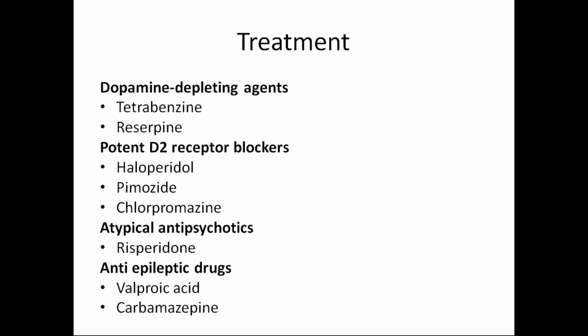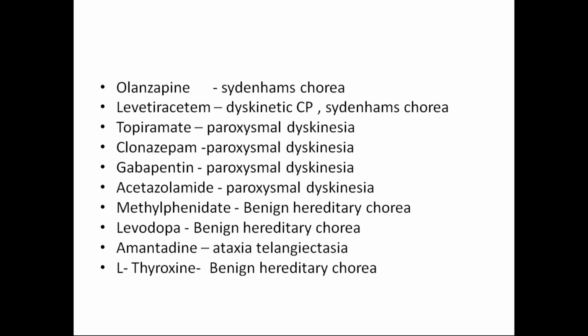These are a few drugs which can be used in specific conditions. Olanzapine can be used in Sydenham's chorea. Levetiracetam, an anti-epileptic, can be used in dyskinetic CP and Sydenham's chorea. Then topiramate, clonazepam, and gabapentin. Acetazolamide can be used in paroxysmal dyskinetic chorea. Methylphenidate, levodopa, and levothyroxine in hypothyroidism can be used in benign hereditary chorea, and amantadine can be used in ataxia-telangiectasia. These are specific drugs that can be used in specific causes, just to run through the causes.